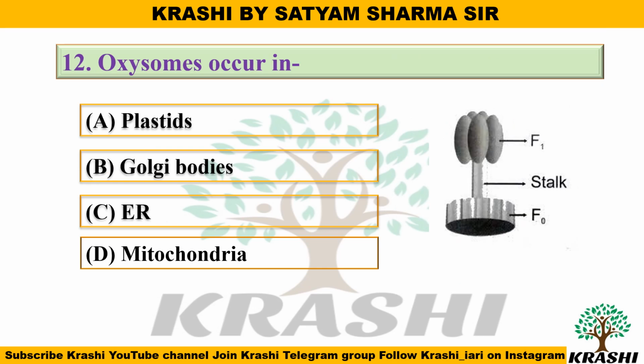Question number 12. The oxysomes are present in the mitochondria, where they are responsible for the synthesis of ATP with the energy released during the electron transport system.